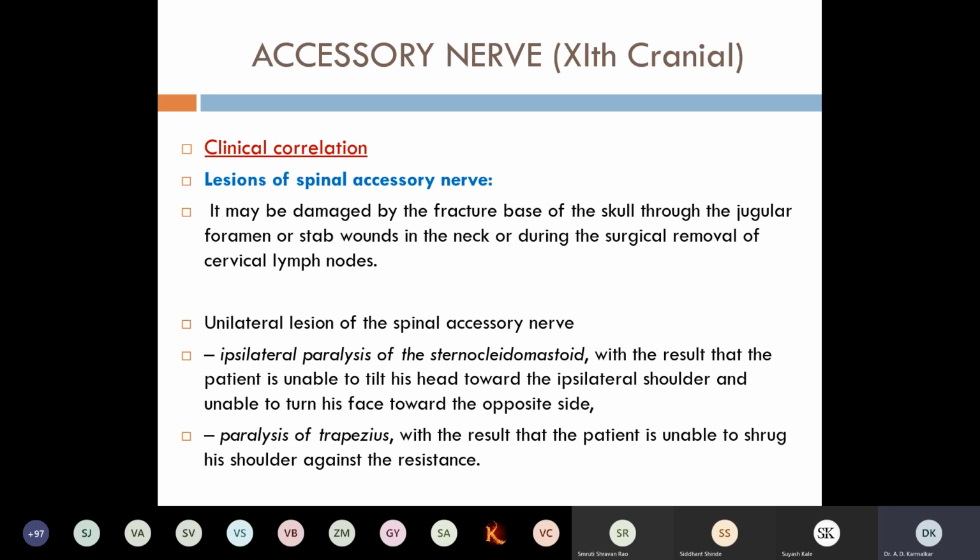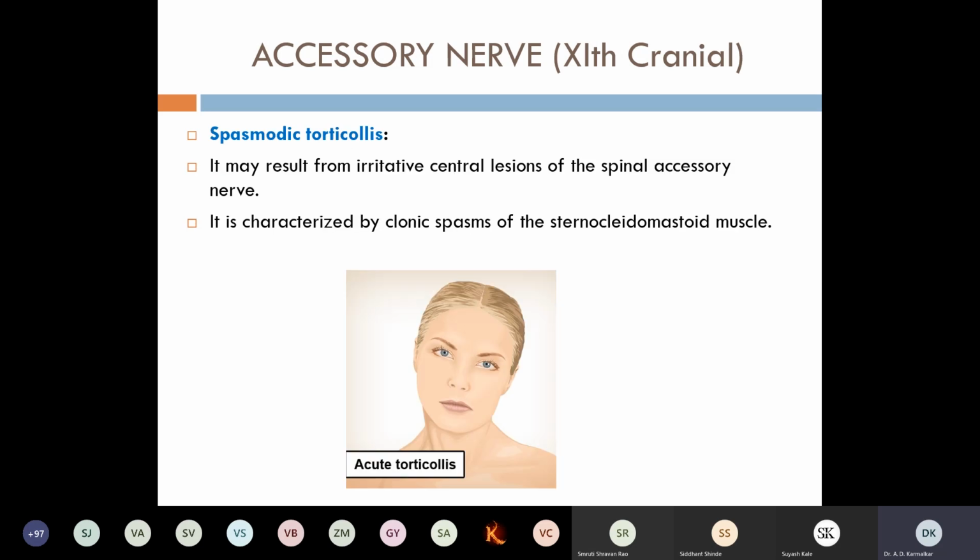Paralysis of the trapezius muscle, if you see, the patient is unable to shrug his shoulder. So how you are going to test all these now if there is a lesion? This is a coming slide we'll see. Just remember what is spasmodic torticollis. It is due to the irritation or central lesion of the spinal accessory nerve, which will cause the clonic spasm of the sternocleidomastoid muscle.